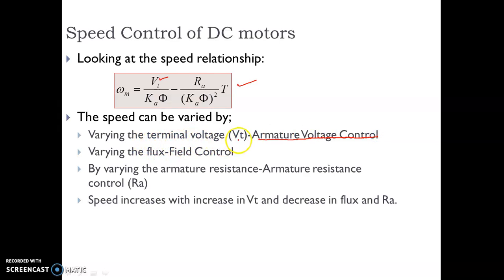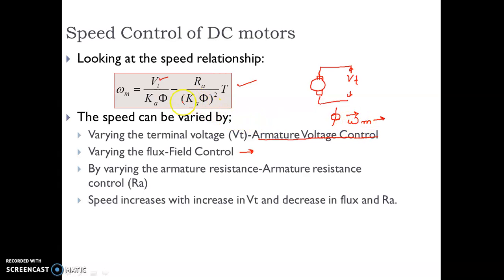By varying the terminal voltage, means if you change here, suppose this is the motor, and here this is your terminal voltage. If we change this terminal voltage, then this speed can also be changed. Another method is called varying the field flux. This is called field control. Means this phi, if we vary the flux, then the speed can also be changed.